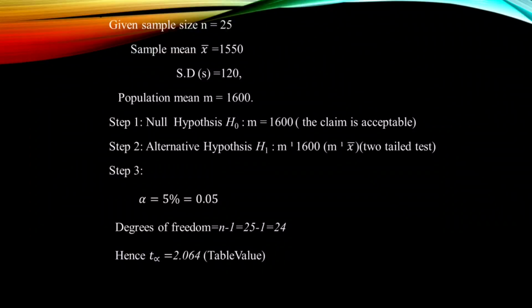First, let us set up the null hypothesis H naught, that is mu equal to 1600. Step 2 is to set up the alternative hypothesis H1, where mu is not equal to 1600. So since it is not equal to, we use a two-tailed test here. Next step is alpha equal to 5%, which is 0.05. Now the degrees of freedom is n minus 1, equal to 24, and so we have t alpha equal to 2.064. This is from the table value.